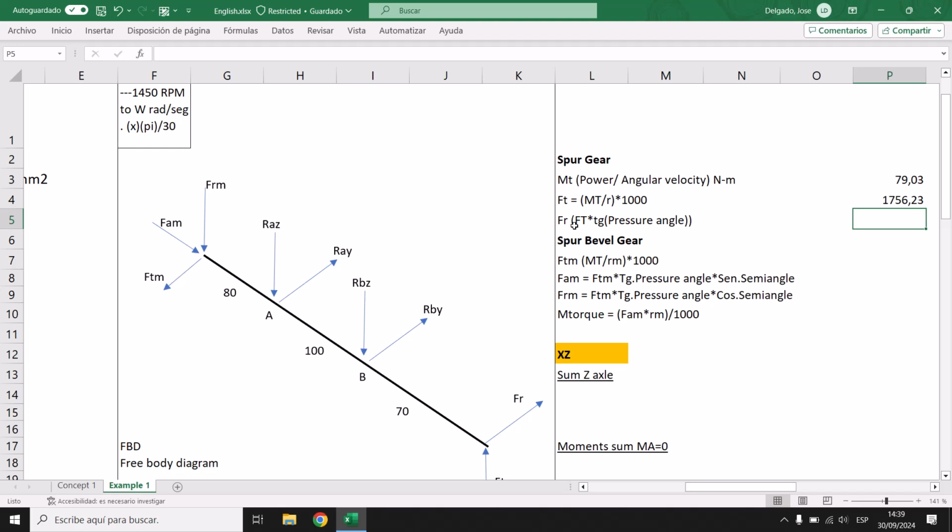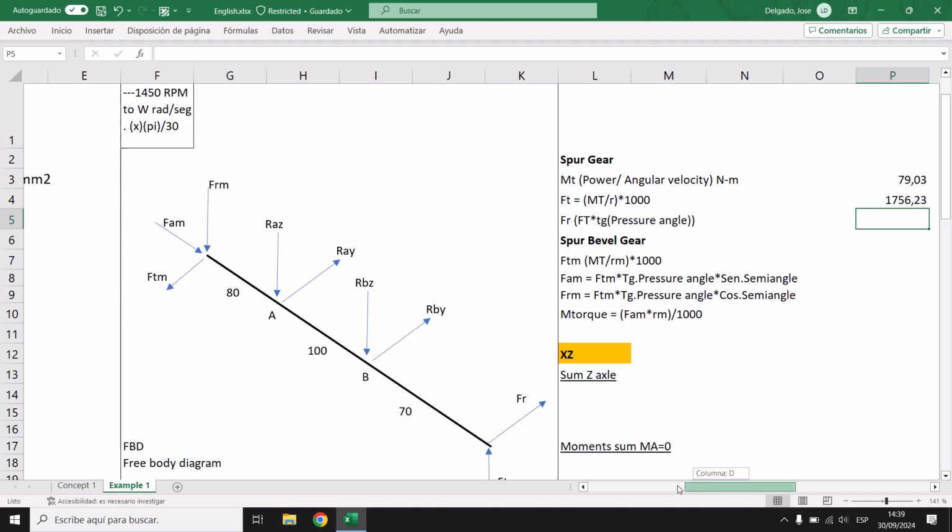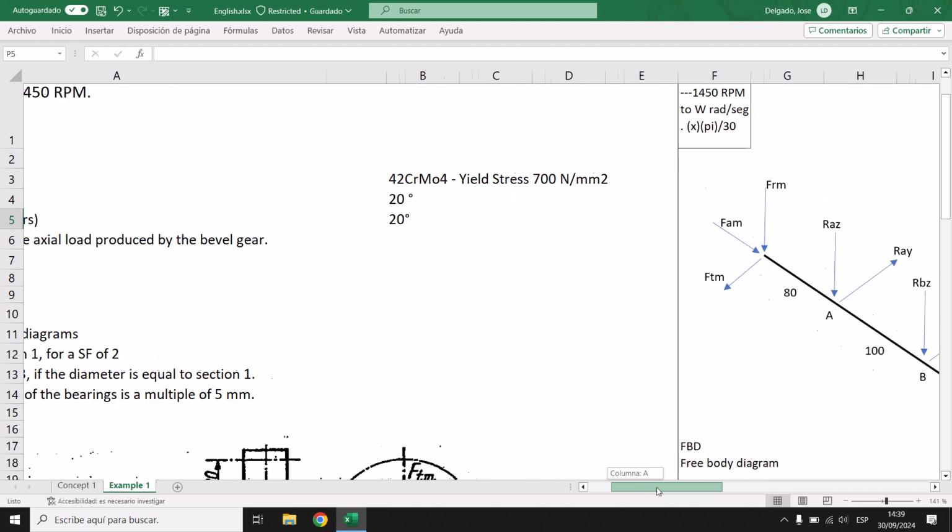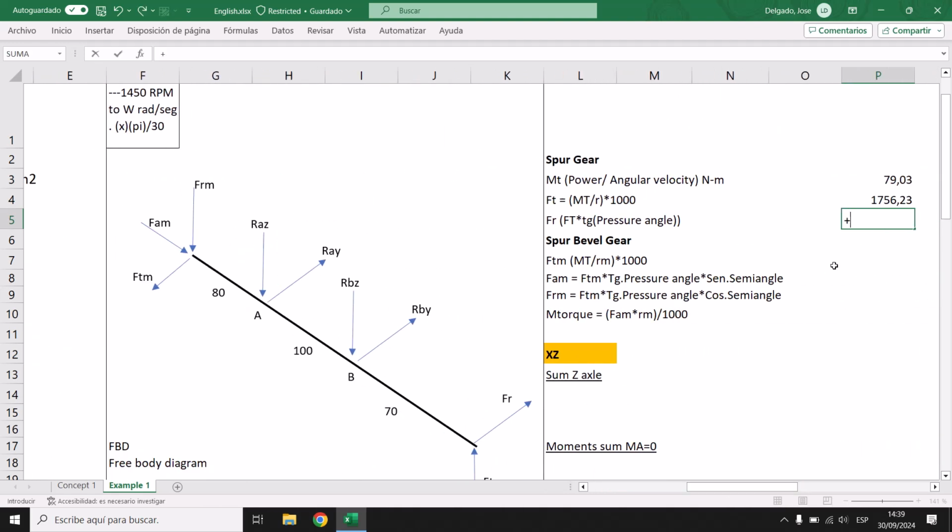In case of the spur, our radial force is going to be the tangent force multiplied by the tangent of the pressure angle. The pressure angle is 20 degrees. Okay, so now let's multiply this by the tangent; my Excel is in Spanish. Don't forget if you're in Excel to put radians for the degrees that you need. If you put 20, you're gonna have a different result. As you can see, it's totally different. So be careful.